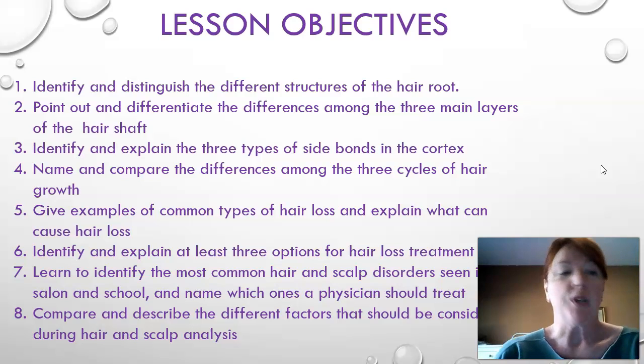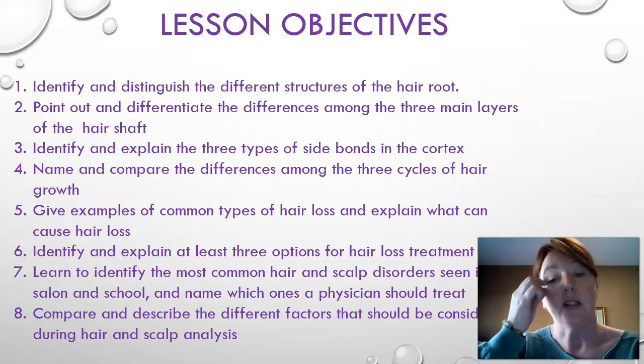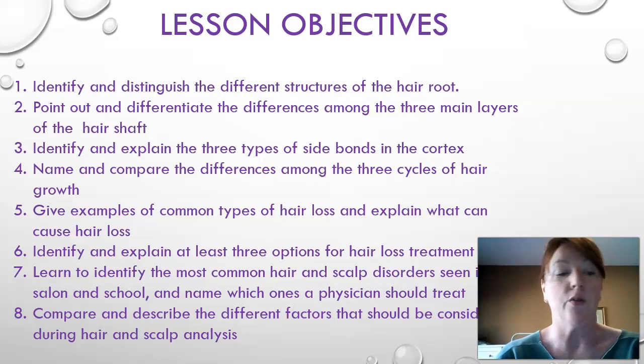So our lesson objectives are to identify and distinguish the different structures of the hair root, point out and differentiate the differences among the three main layers of the hair shaft, identify and explain three types of side bonds in the cortex. Name and compare the differences among the three cycles of hair growth. Give examples of common types of hair loss and explain what causes hair loss. Identify and explain at least three options for hair loss treatment.